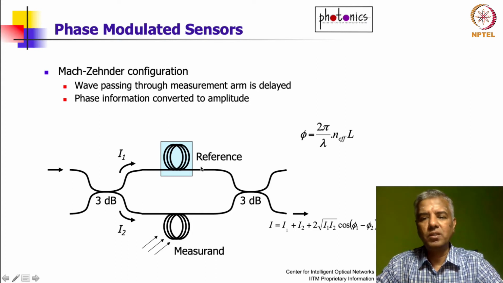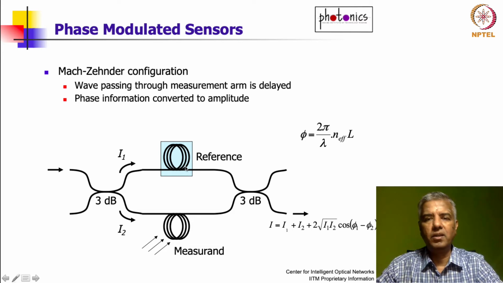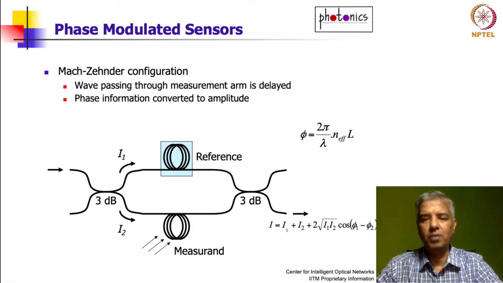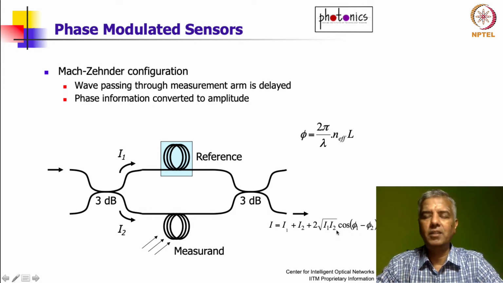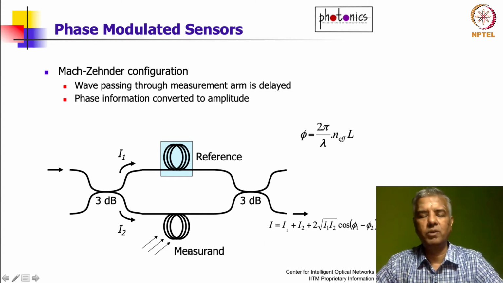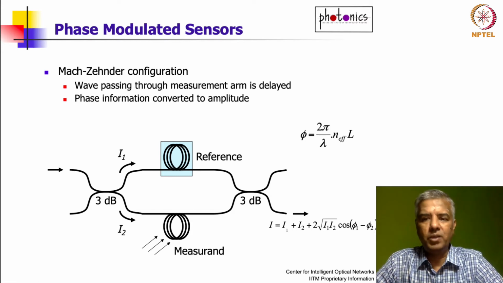So suppose you keep this other arm in a controlled environment. We call that a reference environment. It's a fairly well controlled environment, so you know exactly how much phase is accumulated over here, and that doesn't change as a function of time. Then any intensity change is going to be because of this change in phi 2, which is what we call the measurand arm. So this is an example of a phase modulated sensor.